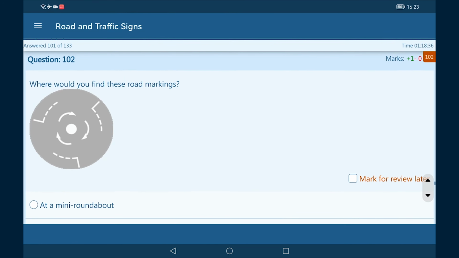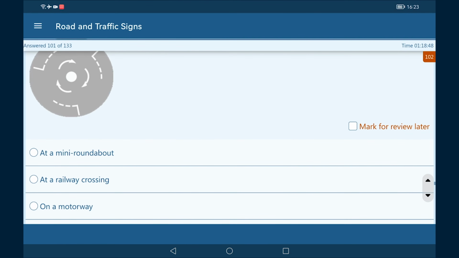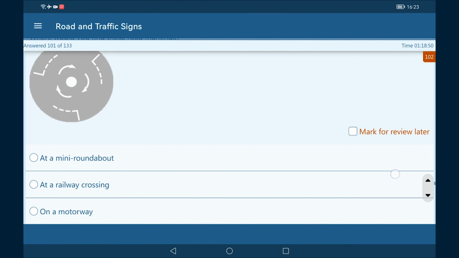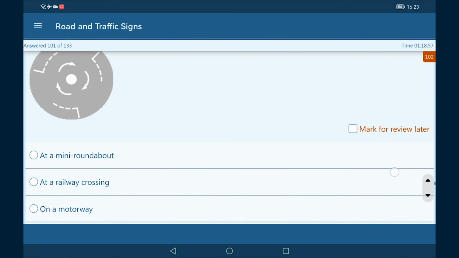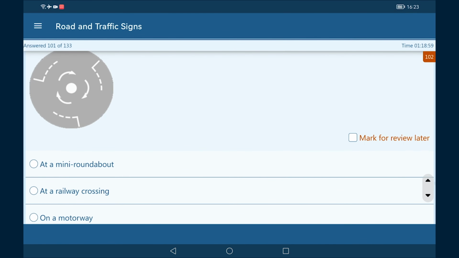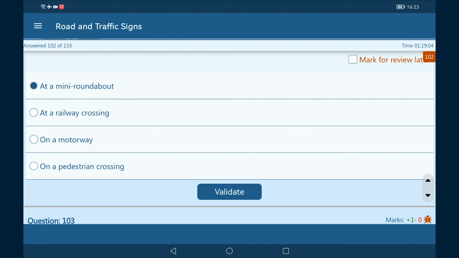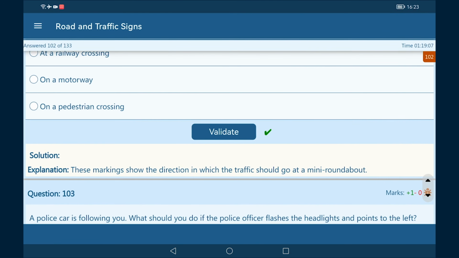Question 102. Where would you find these road markings? Option 1. At a mini roundabout. Option 2. At a railway crossing. Option 3. On a motorway. Option 4. On a pedestrian crossing. The correct answer is option 1, that is, at a mini roundabout. Explanation. These markings show the direction in which the traffic should go at a mini roundabout.